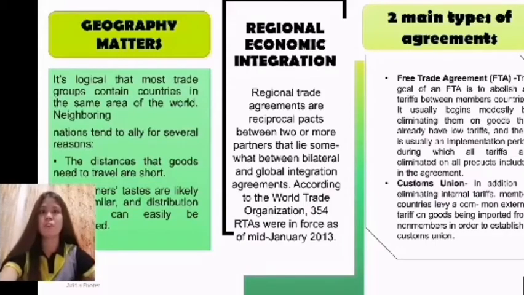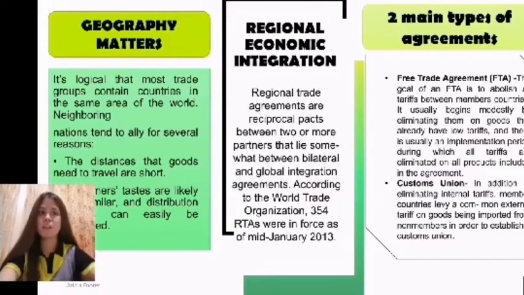Geography matters. It is logical that most trade groups contain countries in the same area of the world. Neighboring nations tend to ally for several reasons. The distance that goods need to travel is short. Consumers' tastes are likely to be similar, and distribution channels can easily be established.